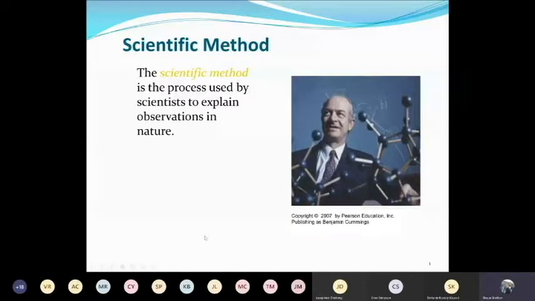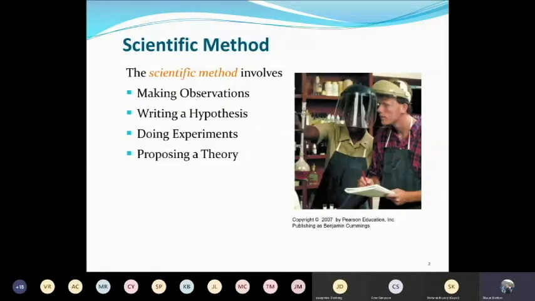All right, scientific method. The different parts of the method include observations, hypothesis, doing experiments, and then finally proposing a theory. Now, if that theory doesn't work out, you've got to do it all over again. The point of the scientific method is so that you can find ways to answer questions because of an observation that you make.